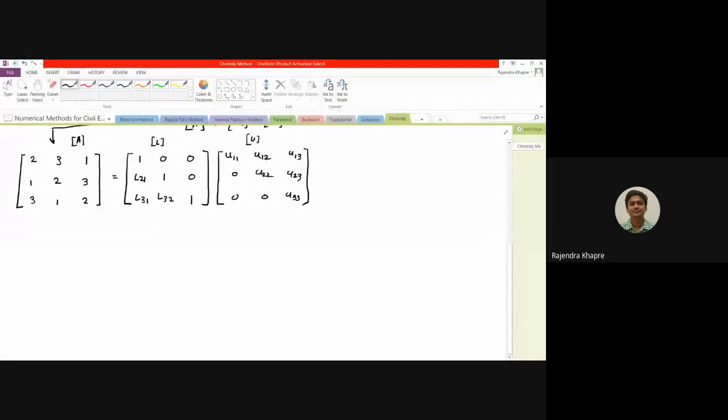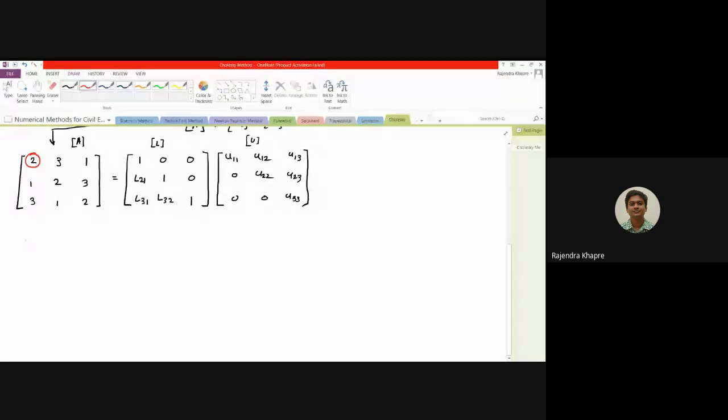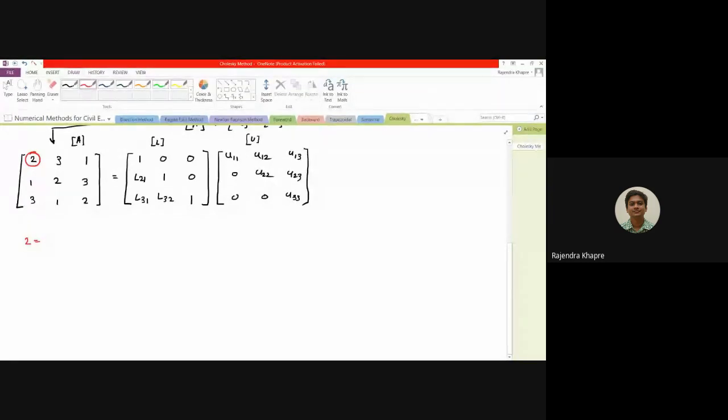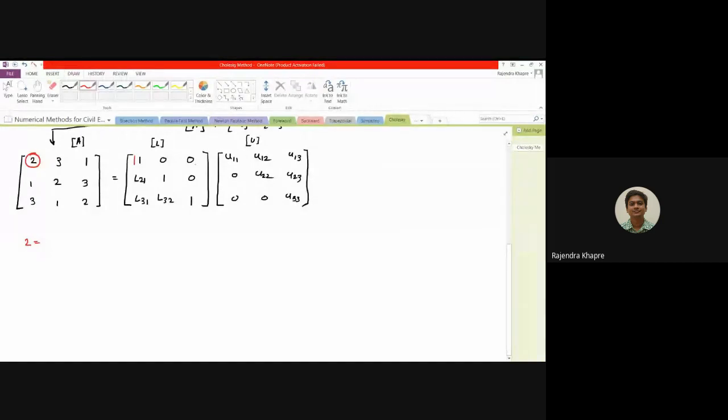Okay, so now there are 9 unknowns over here. Okay, out of which 3 unknowns are from the lower triangular matrix, and 6 unknowns are from the upper triangular matrix. Okay, so let us try to find out these unknowns. Okay, so what I'm going to do is, let me start working on this. Okay, so how we are going to get this 2? So this 2 can be calculated by multiplying this particular term with this column, isn't it?